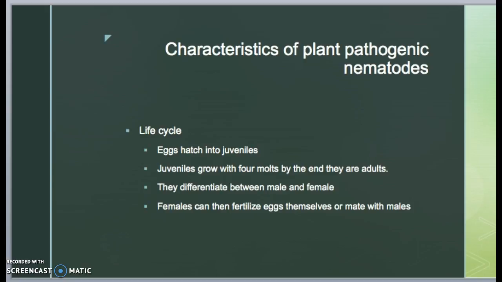The life cycle: eggs hatch into juveniles. Juveniles grow with 4 molts. By the end, they are adults. They differentiate between male and female. Females can then fertilize eggs themselves or mate with males.